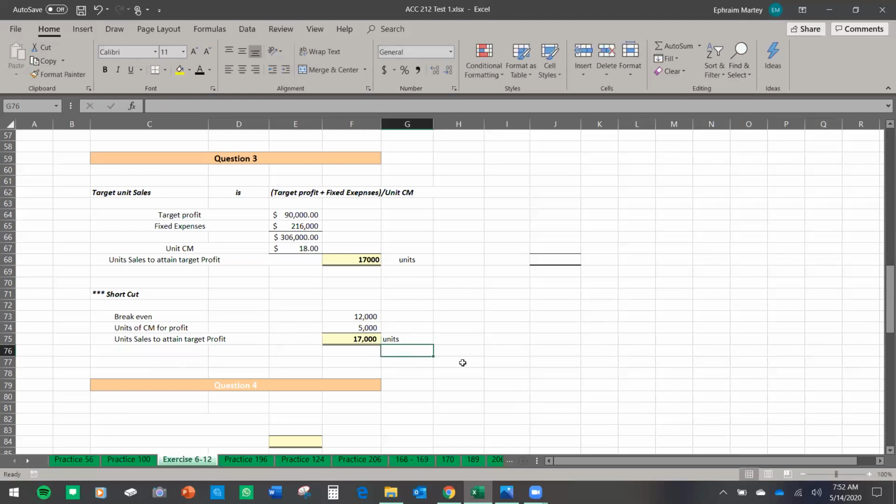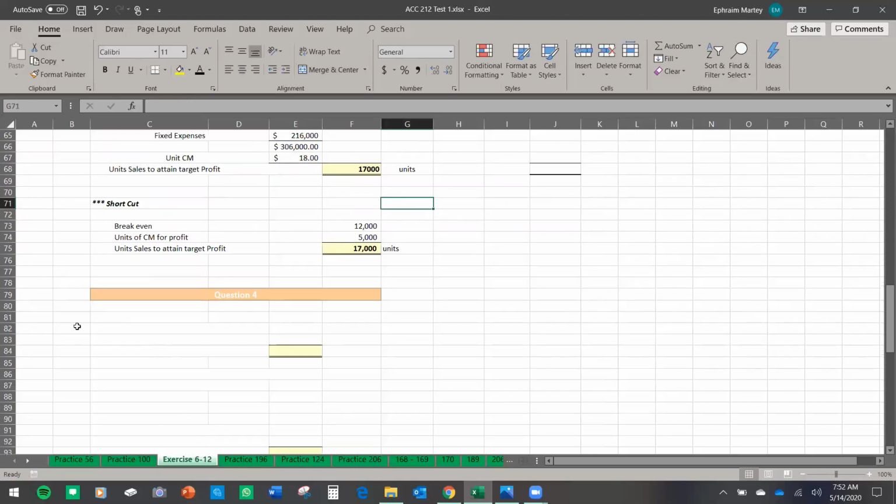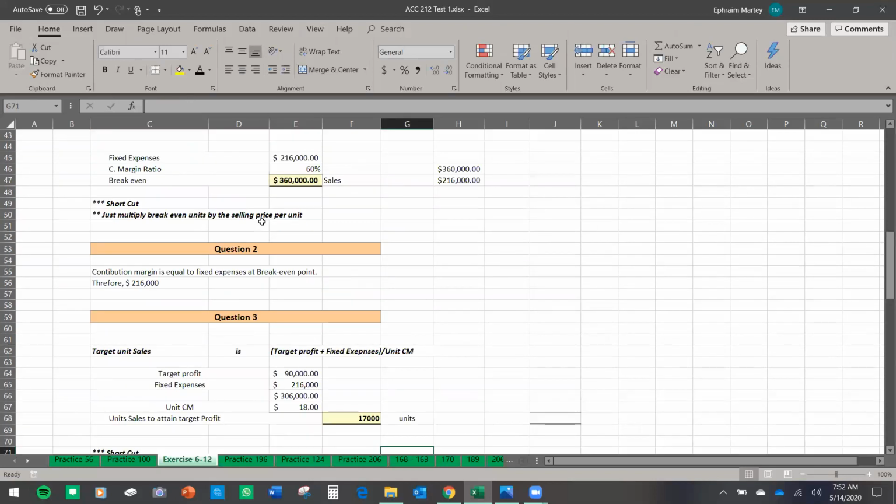Great. So there's a way you can do it without going through all this formula. As I said, there are a few ways of doing accounting, so you choose whichever works best for you. And let's go to number 4.